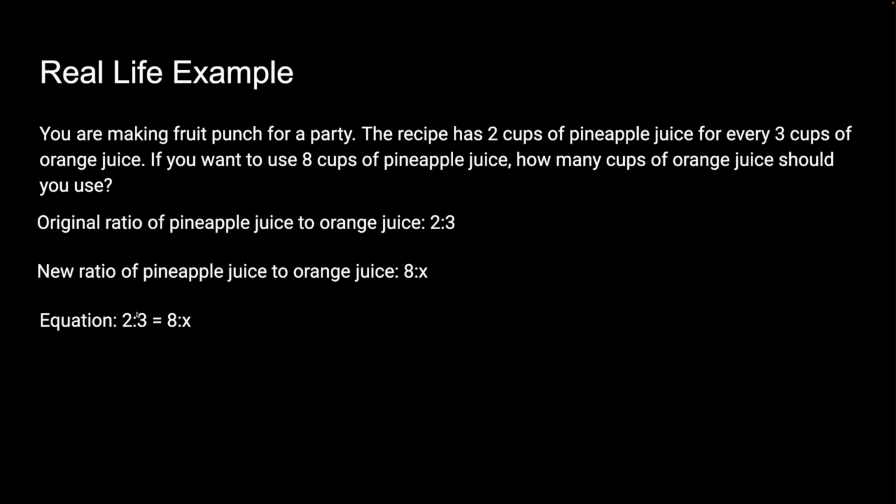So if you look here, we learned that whenever you multiply or divide a ratio by the same number, then the ratio remains equal. So in order to make this 2 into 8, we can multiply 2 to 3 by 4. So 2 times 4 is equal to 8, and 3 times 4 is equal to 12. So that means that x is equal to 12, since we can replace the 12 with x. So that means that if you want to use 8 cups of pineapple juice in the recipe, you must use 12 cups of orange juice.